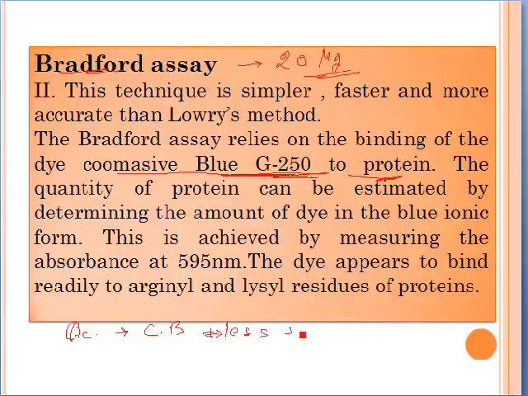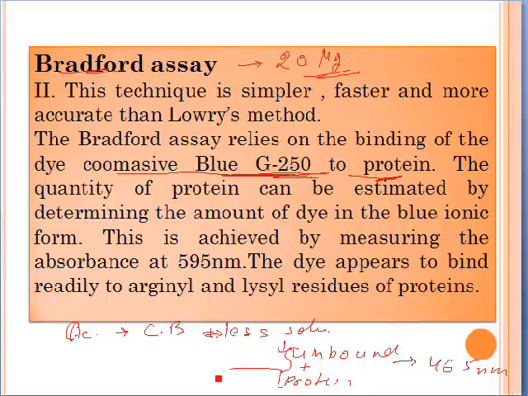Generally, unbound dye has absorption maxima at 465 nanometer. On binding a protein, this shifts to 595 nanometer. The intensity of color depends on the concentration of protein.